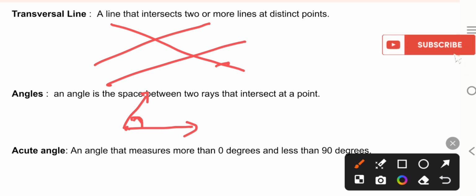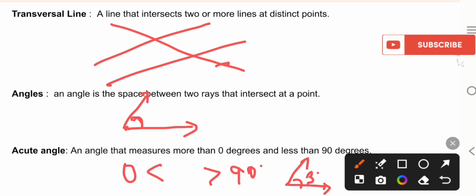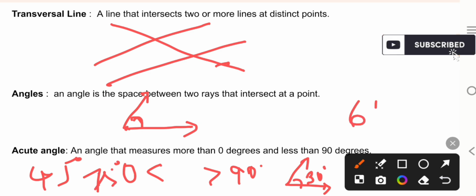Next one is acute angle. An angle that measures more than 0 degree and less than 90 degree is said to be an acute angle, and this is represented like this. The angle may be 30 degree, 45 degree, 75 degree, 60 degree, 89 degree, and so on.